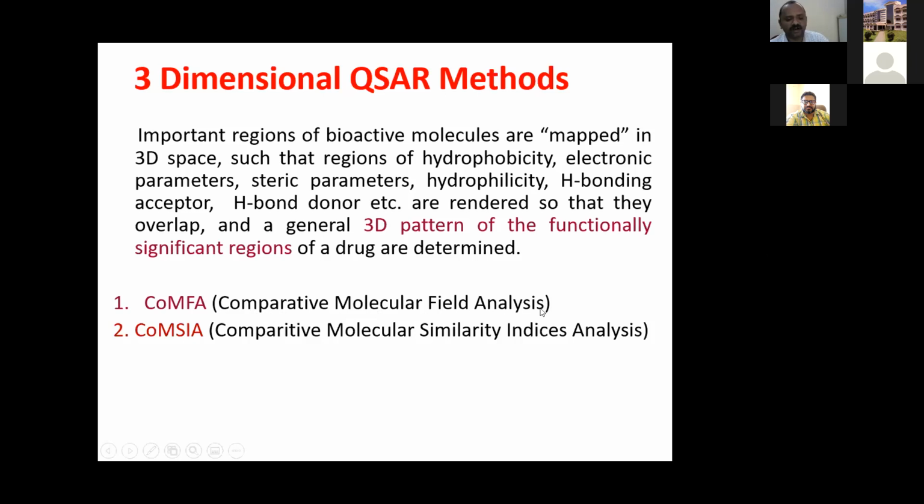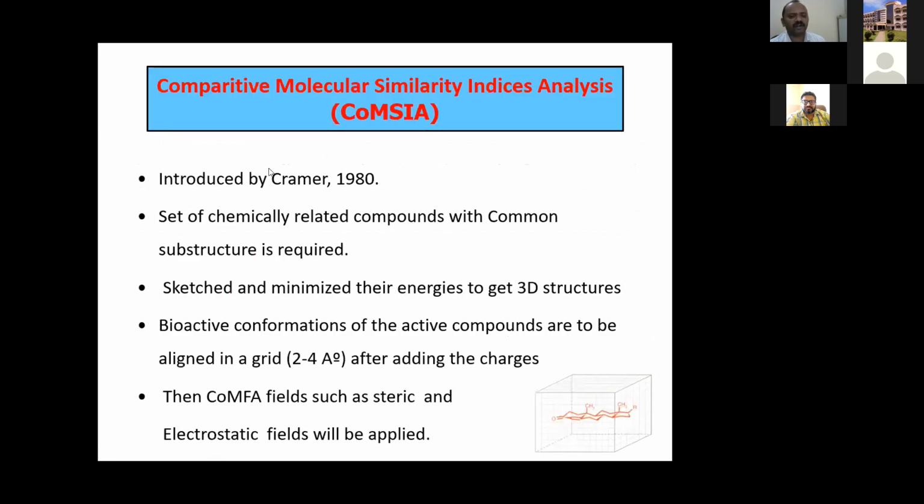You can find one article in JACS in the year 1980 by Kramer. It is a very famous article. We cite this article whenever we report three-dimensional QSAR. So what Kramer introduced in the year 1980, what exactly he did, is he took a set of chemically related compounds with a common substructure.